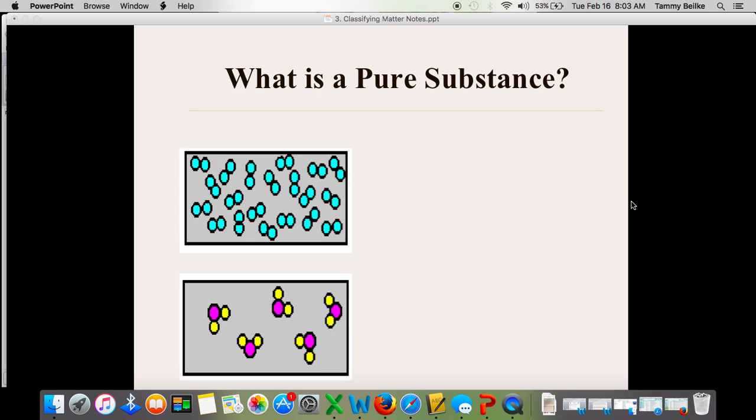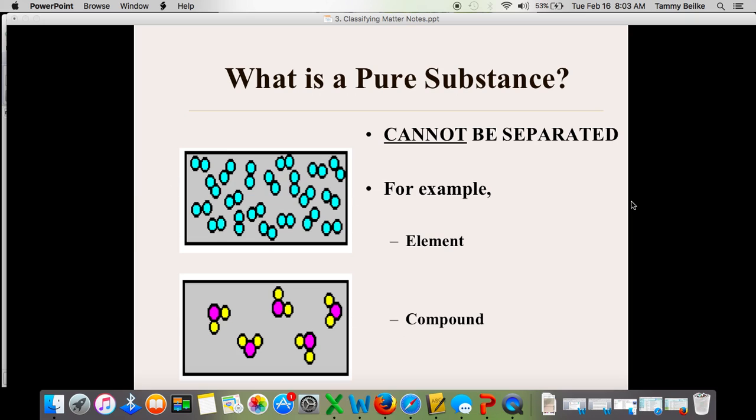Alright, pure substances. What is a pure substance? What does it sound like to you? It sounds like something that's pure, right? It doesn't have any impurities in it. It's one single thing in that substance. A pure substance cannot be separated without changing the identity of the compound or of that substance. Elements and compounds are pure substances.